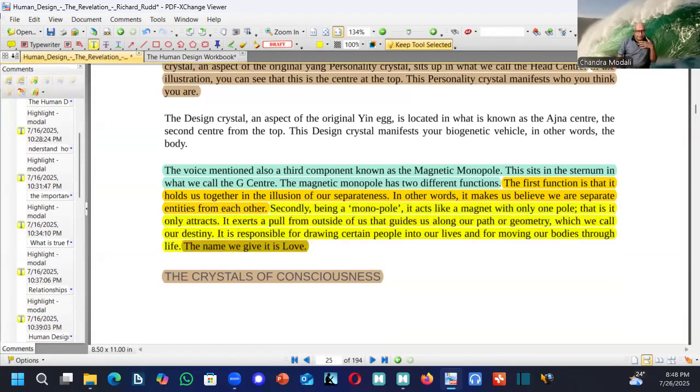Yeah. The illusion of separatedness. The crystals of consciousness. Let me shut the door and come. Yeah. Well, this is amazing actually.